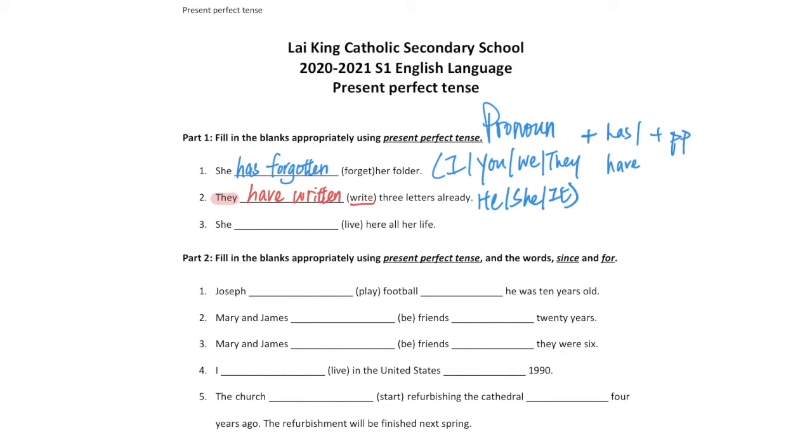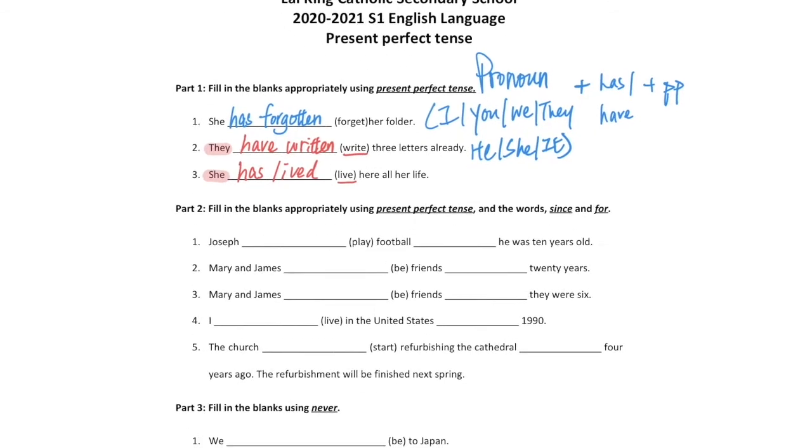3 letters already. Right, question 3. We are using the pronoun she, so we should be using has. And then the past participle form of live is lived. So because live is a regular verb, we just add a D at the end of it.